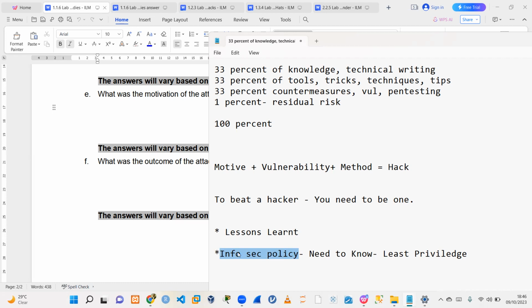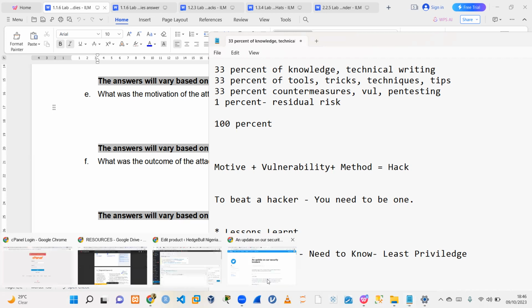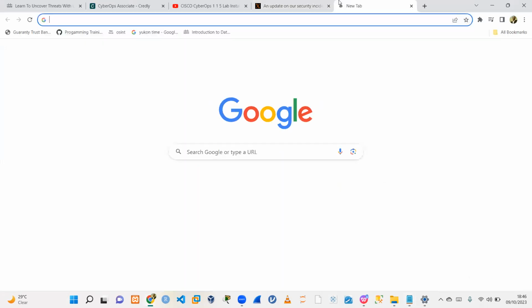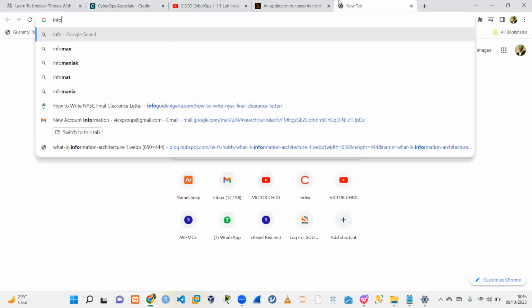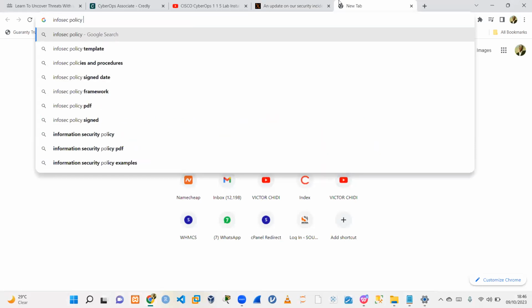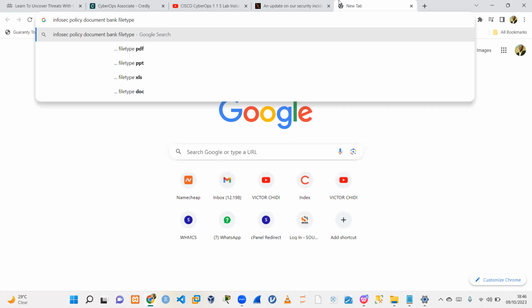So when a hack happens, or an ex-employee or an ex-intern or an ex-staff that was on probation before he or she became full-time staff, if anything happens, we will go back to this information security policy document and we will update it. Take, for instance, if I search information, InfoSec policy document, bank, file type PDF.